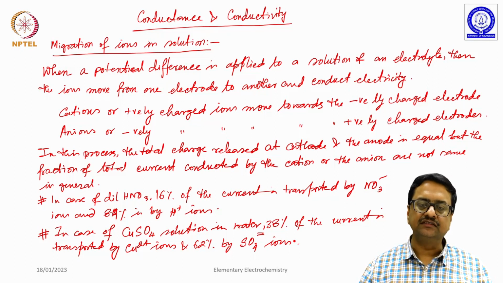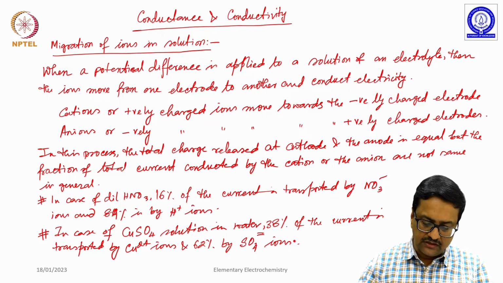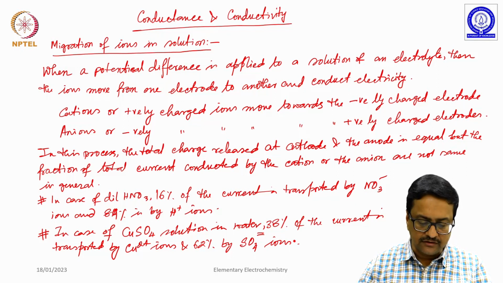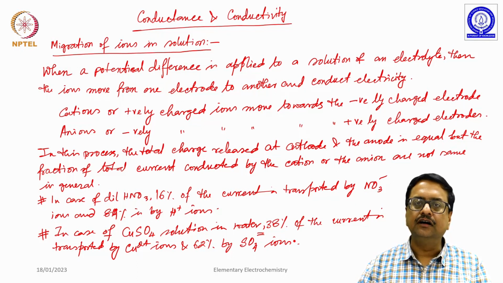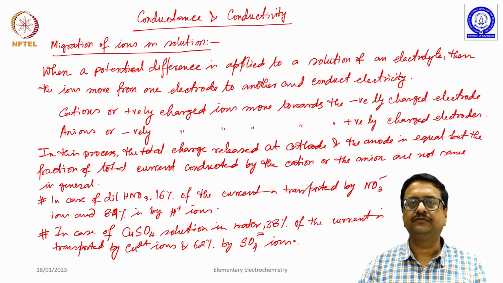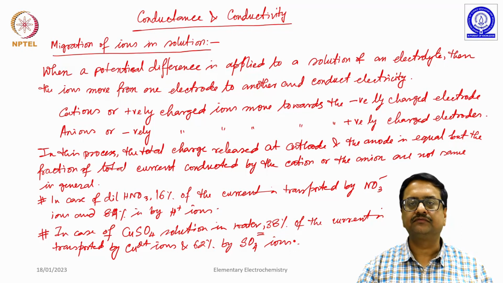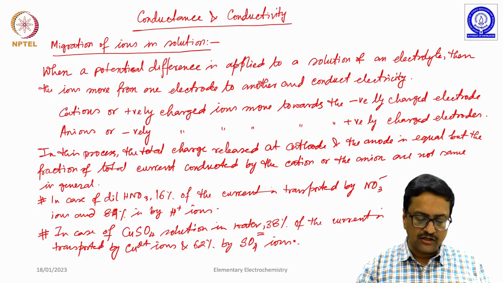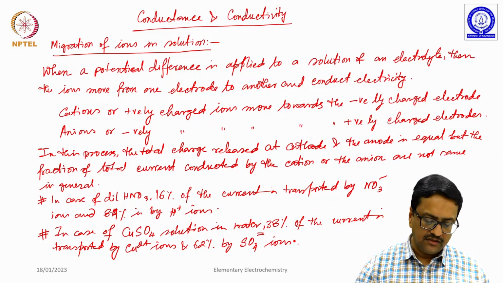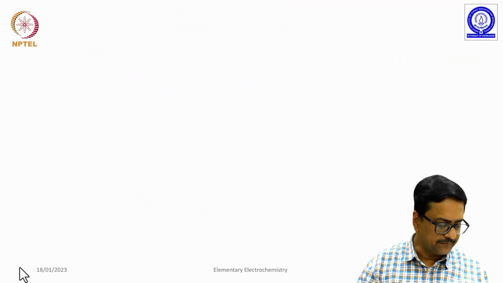So, from these observations, it is clear that the conduction of current is completely dependent on the nature and the charge of the ions that are formed by the electrolytic dissociation of the ionic compounds. In case of nitric acid, H plus and nitrate ions have different capability of transportation of electricity, and copper and sulphate ions have different capability of transporting the electricity.